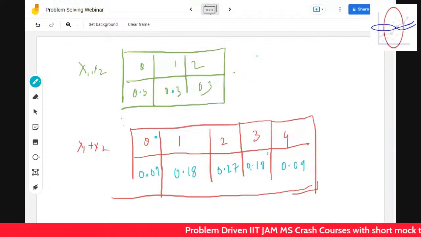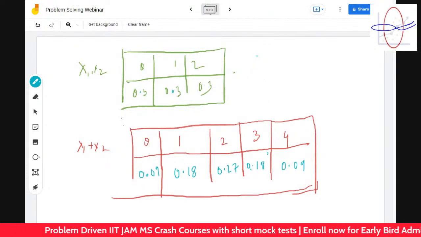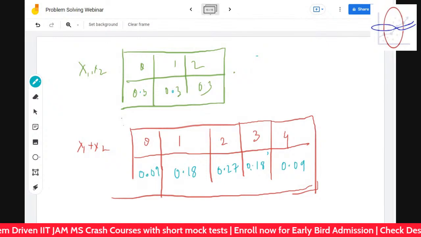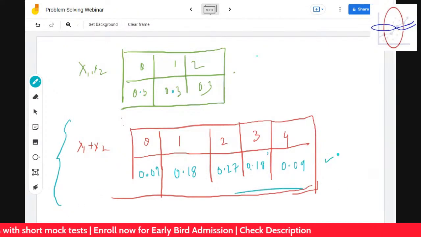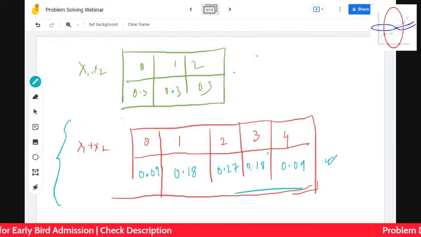So zero कैसे आ सकता है? So I expect you to understand this unjoined distribution. Did you understand why I wrote like this? Why these probabilities are coming? Do you want me to explain it again in details? Are you understanding how these probabilities are coming?